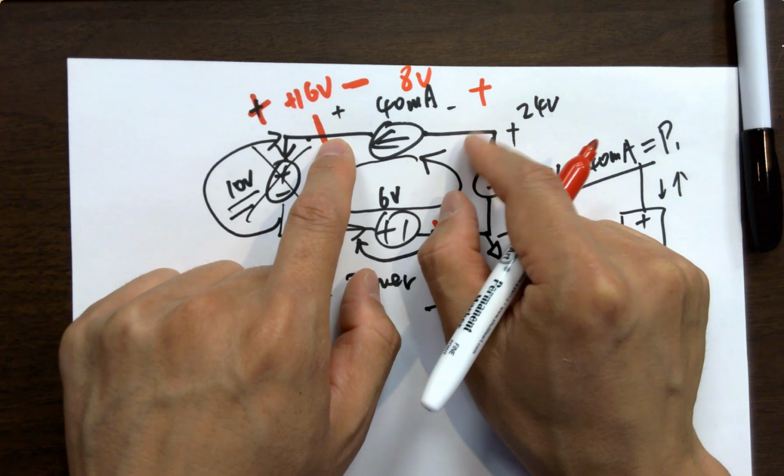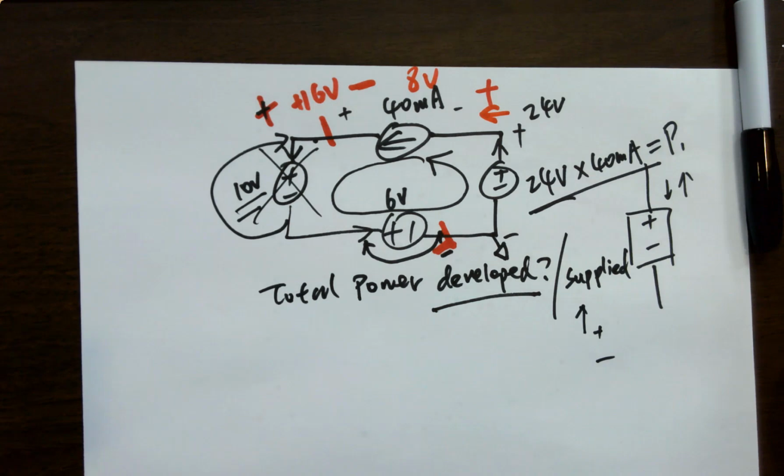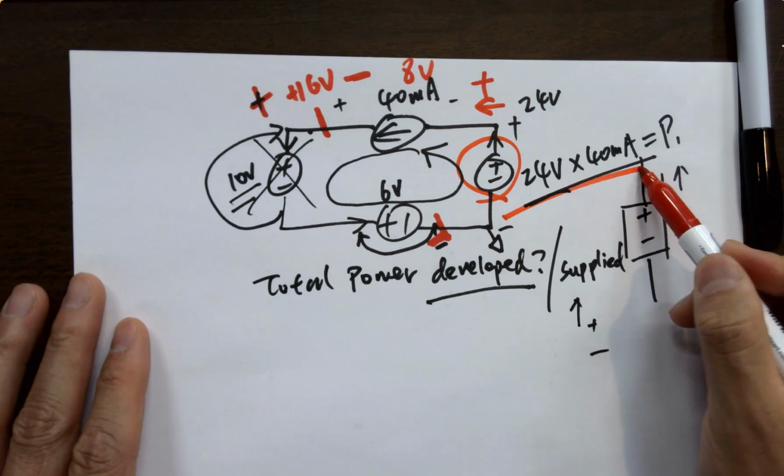Okay? So the current is flowing in. So it's definitely not developing, it's absorbing. So the only one developing power is just this guy, which is this.